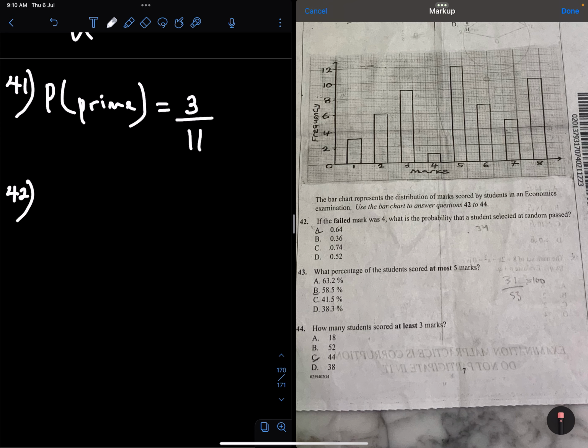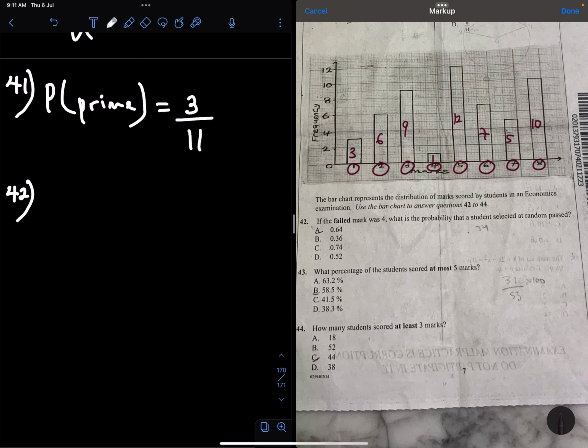Let's see. The horizontal axis represents marks, while the vertical axis represents the number of students. 3 students scored 1. 6 students scored 2. 9 students scored 3. 1 student scored 4. 12 students scored 5. 7 students scored 6. 5 students scored 7. 10 students scored 8.